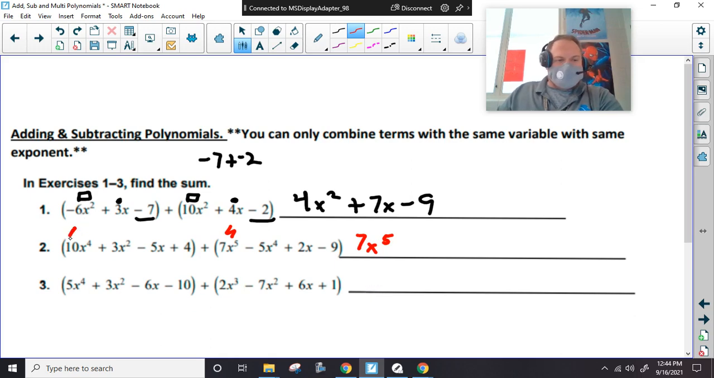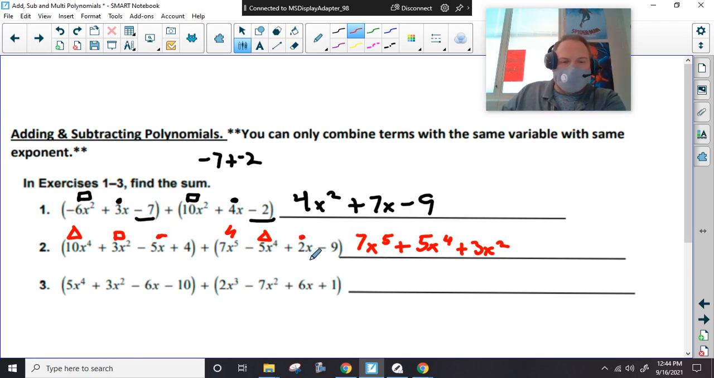Now, I like using little pyramids over my fourth. So we have 10 plus -5, which is the same thing as 10 minus 5, which is 5. Yes, good. Our next one looks to be x squared. Do we have any other x squareds? No. So there we go.